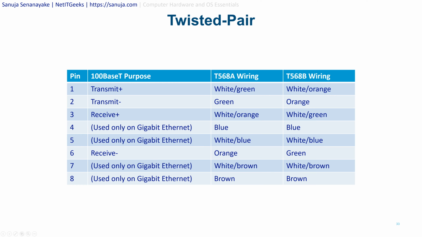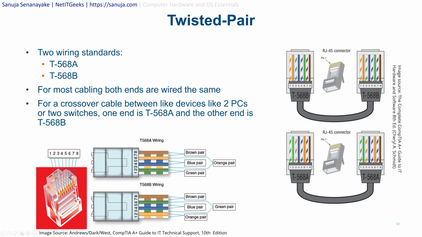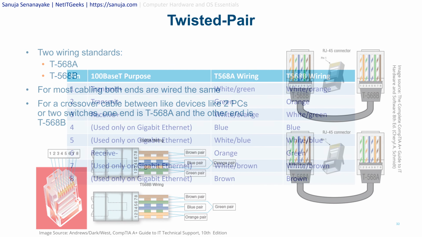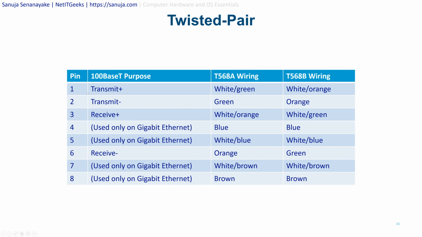So if you look at the pin configuration, remember the pins are counted from left to right while the clip is facing outward. Why this matters is that the first pin is transmit positive. So that's the positive wire for transmission, and it's white-green on the T568A, and white-orange on the T568B. Then the second one is transmit minus, and the next one is receive plus.